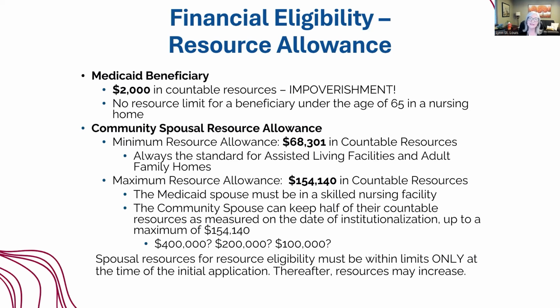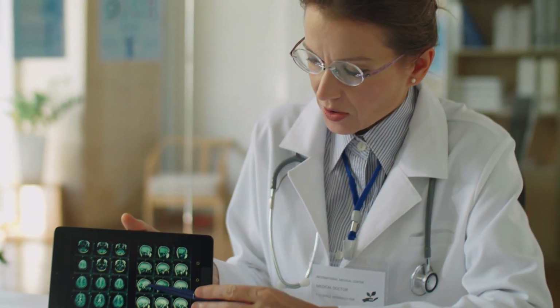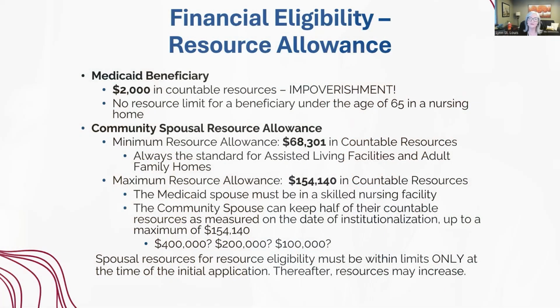So in order to keep that higher level at 154, this is how it works right now. At the time the person who is ill went into the hospital or then later went into the skilled nursing facility, in order to keep 154,000, they needed to have double that in countable resources. So if at the time of institutionalization, the couple had 400,000 in countable resources, they can keep 154,000.